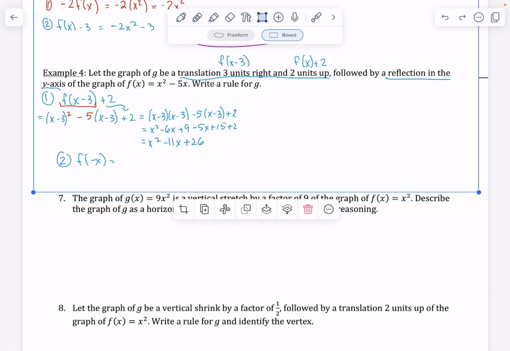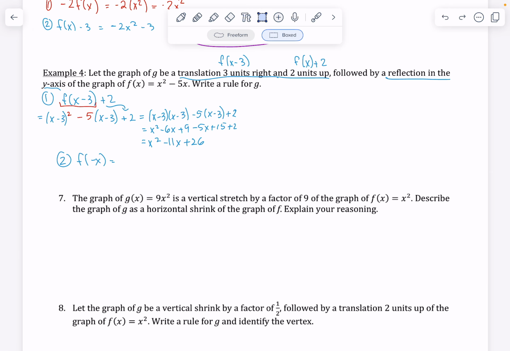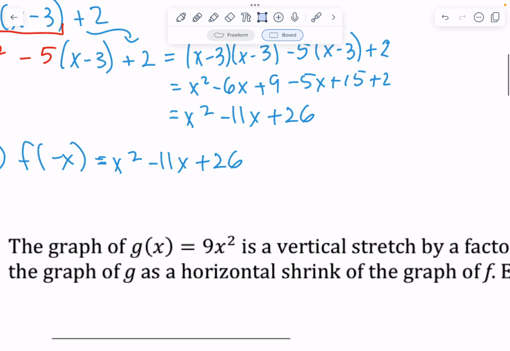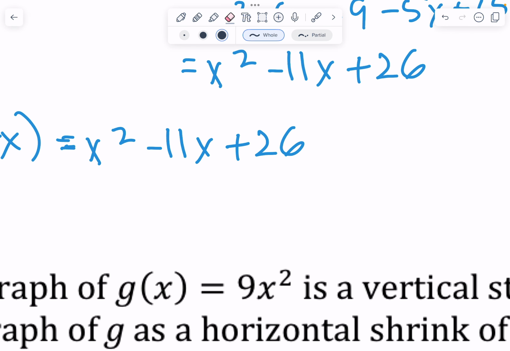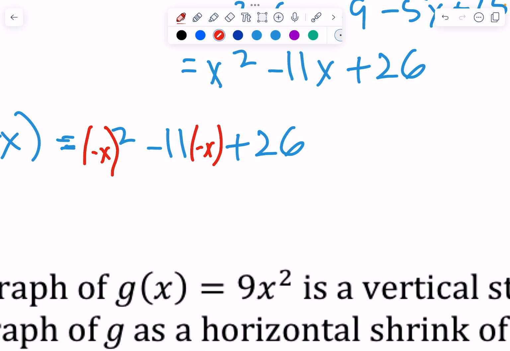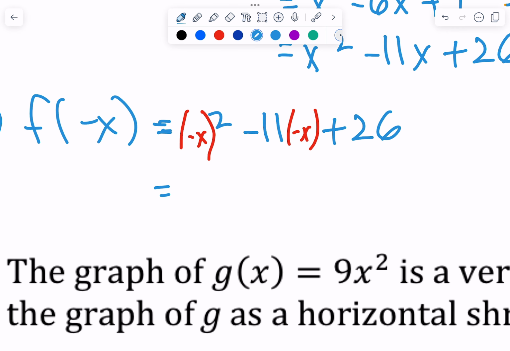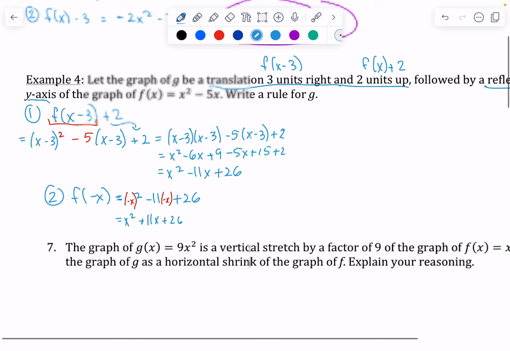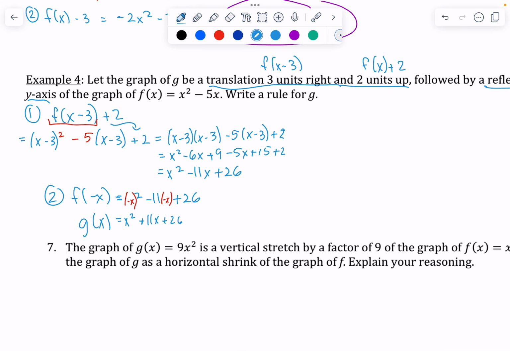I could literally just copy and paste. Okay? And instead of x, I'm just going to replace it with my new input, which is negative x. And make sure to do that in parentheses. And then simplify where we can. So this is negative x times negative x is positive x squared. Negative 11 times negative x is positive 11x. And then plus 26. So that is your function for g of x.